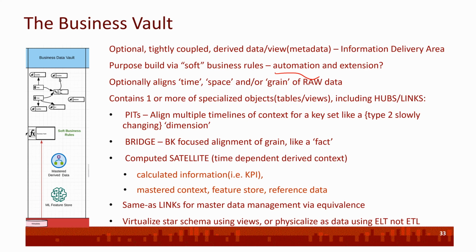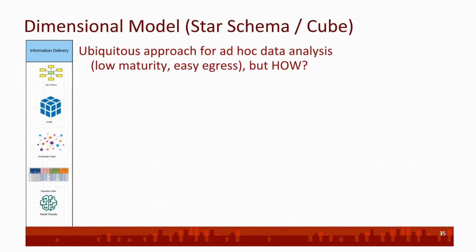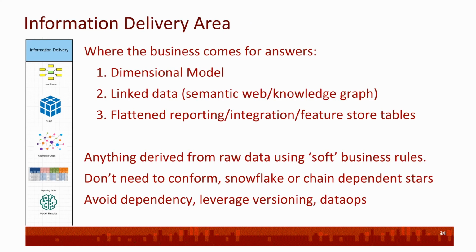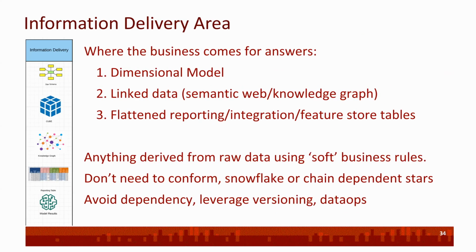The business vault technically belongs in what's called the information delivery area of the architecture, right? The information delivery area contains anything that the business has access to. The number one way of doing that, I think I might have skipped something here. Yes, sorry. There we go. This is where the business comes for answers, right? Information is answers to questions. And then when you write it down, that becomes data.